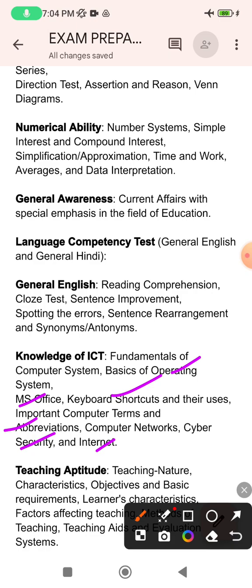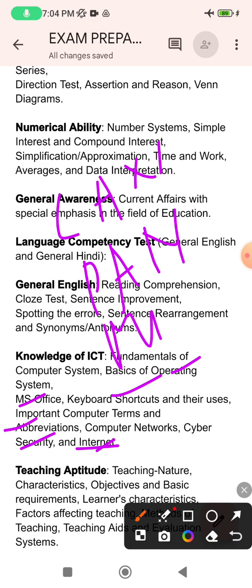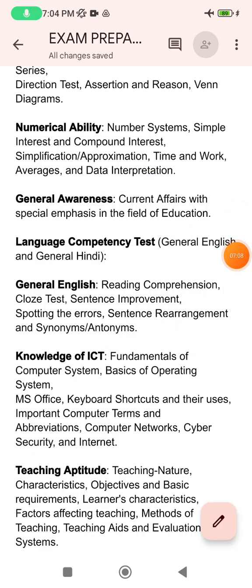Okay, internet: you have LAN, that is PAN, MAN, like this way, internet, extranet, like this. Now we have the next one, teaching aptitude.